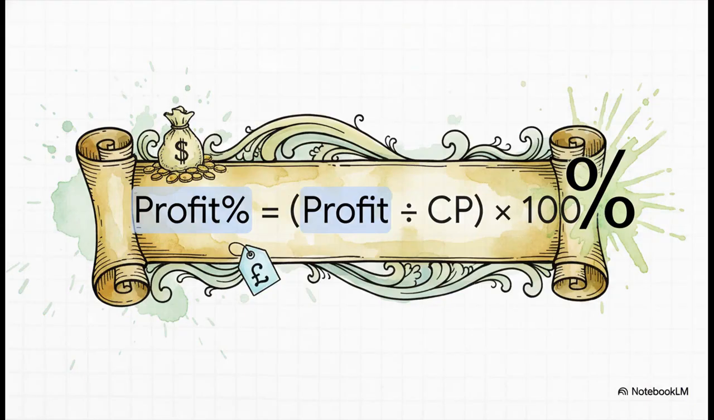All right, here it is, our first major tool for the day, the formula for profit percentage. All you do is take the amount of profit you made, divided by the cost price, and then just multiply that answer by 100. Let's see how it works.